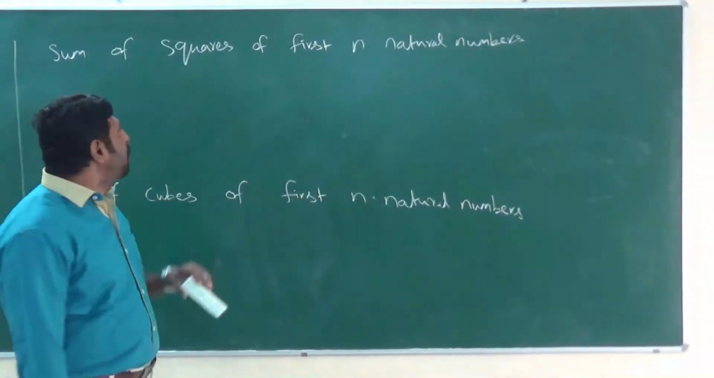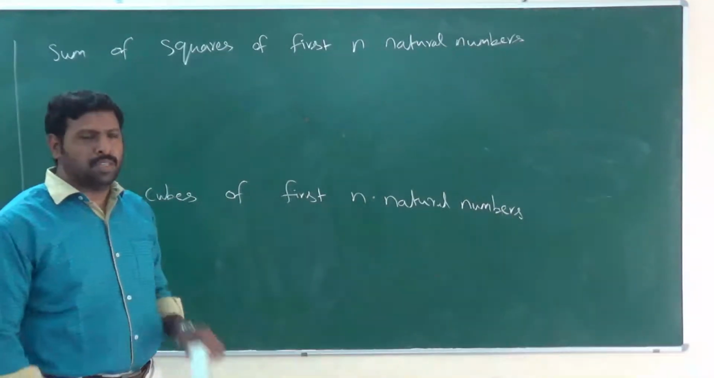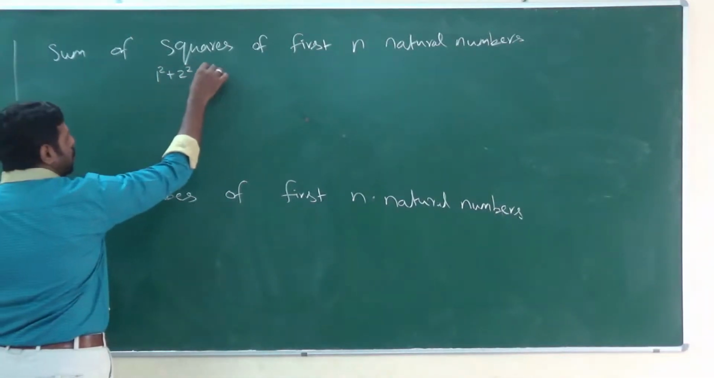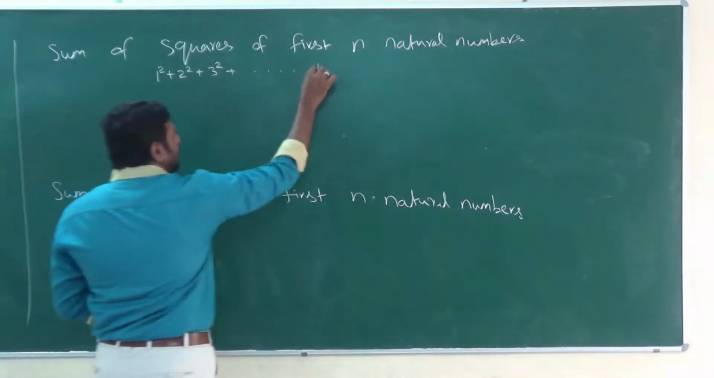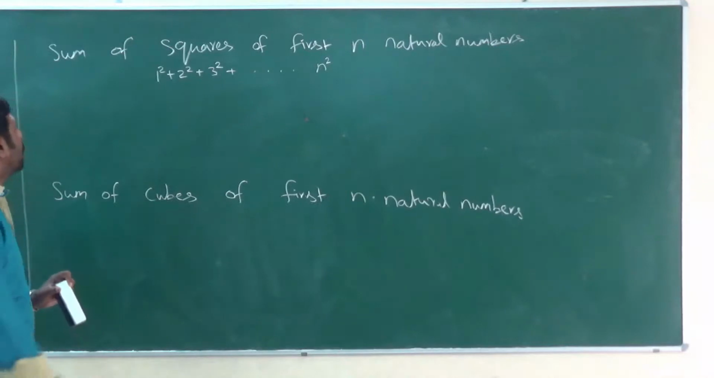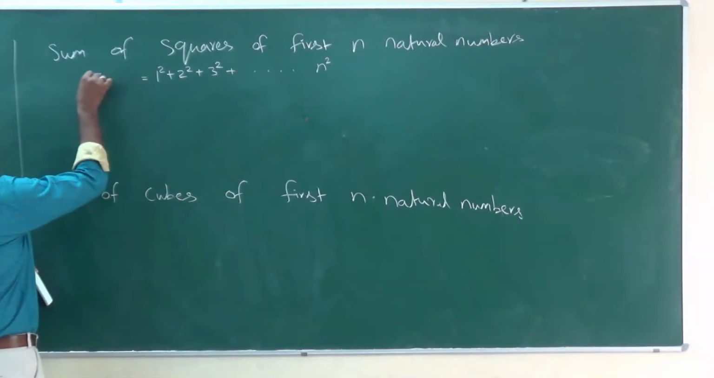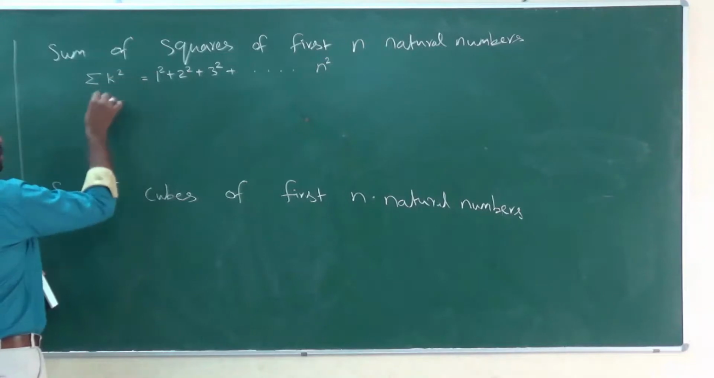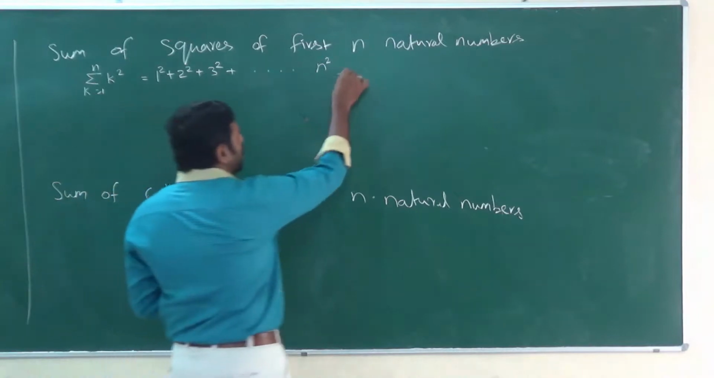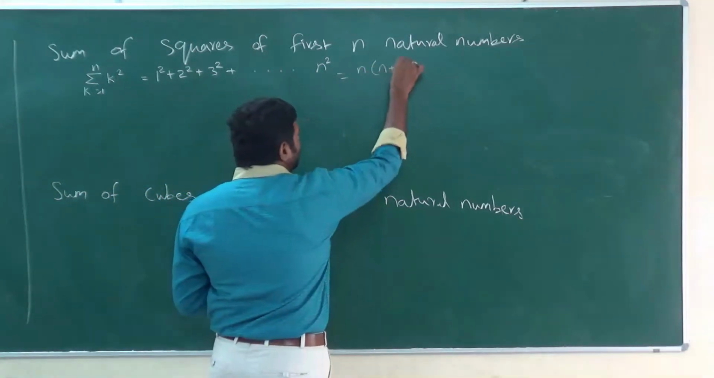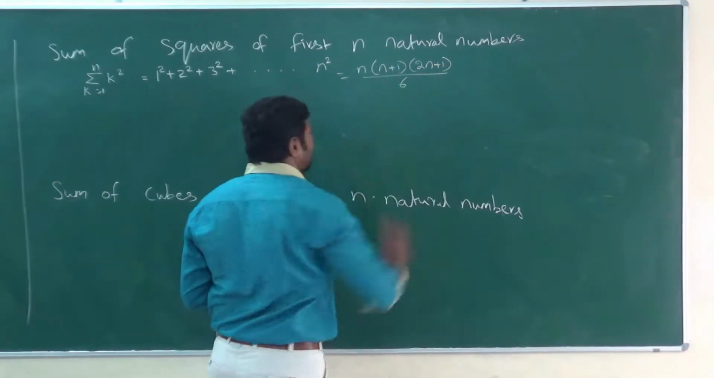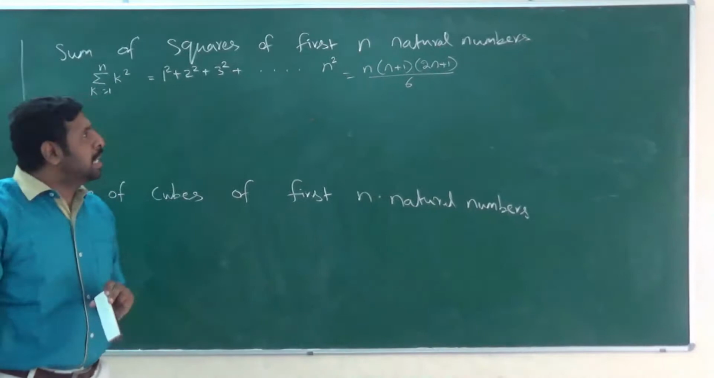Okay, next we see the sum of squares of first n natural numbers. We know that is 1 square plus 2 square plus 3 square up to n square, the sum of the squares of the natural numbers, right? Here we have the form summation of k square, with k equal to 1 to n. The formula is n into n plus 1 into 2n plus 1 divided by 6.